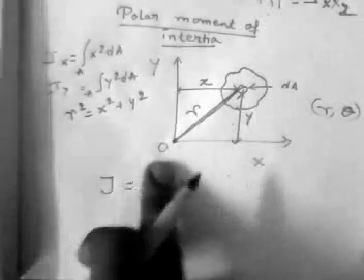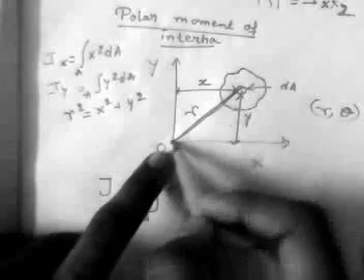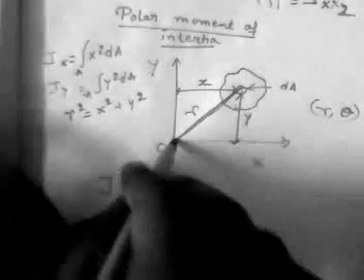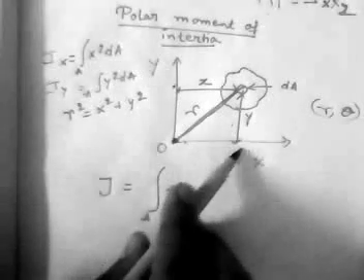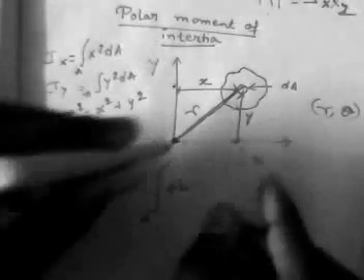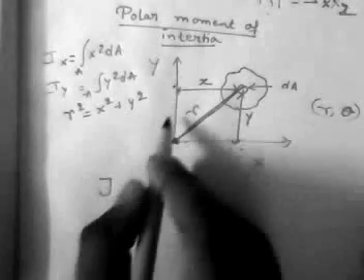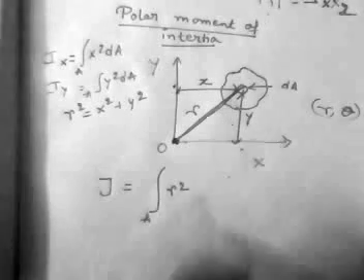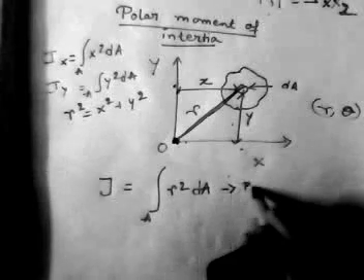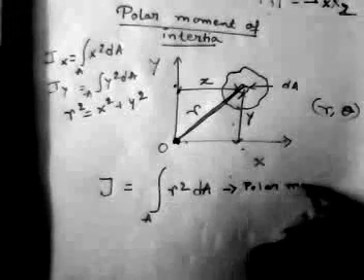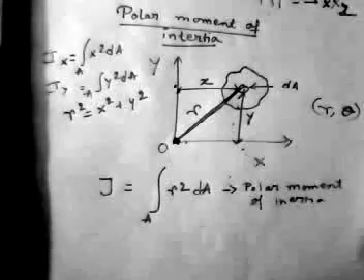That will be equal to the integration over the area of the distance with respect to the datum. In the previous cases we considered the distance with respect to an axis, and here we consider the distance with respect to a datum axis, which is perpendicular to both x and y, suppose into this page, mutually perpendicular to both the x and y axes. And r square dA will give you the polar moment of inertia.